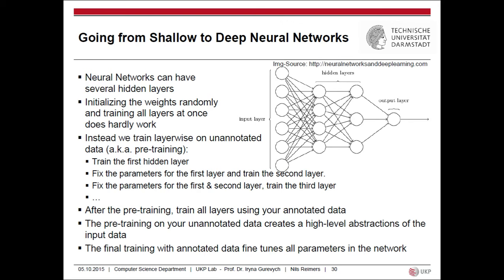The pre-training, so it's called pre-training on your unannotated data. You can use it with autoencoders, which I presented in the third lecture, to also create high-level abstractions of the input data.